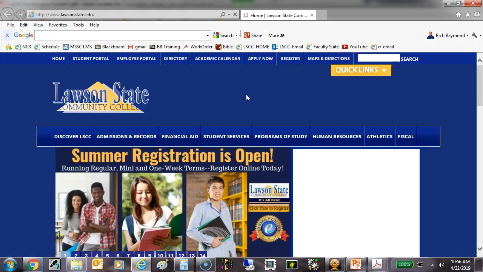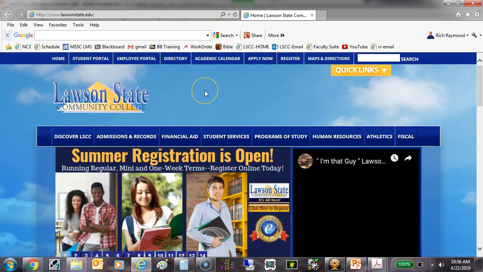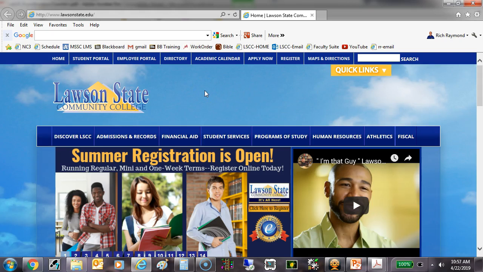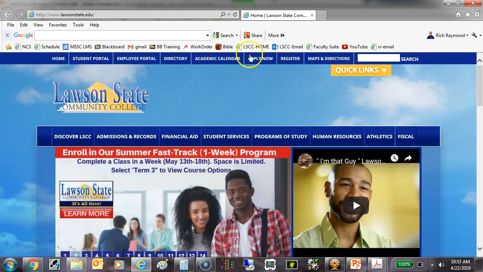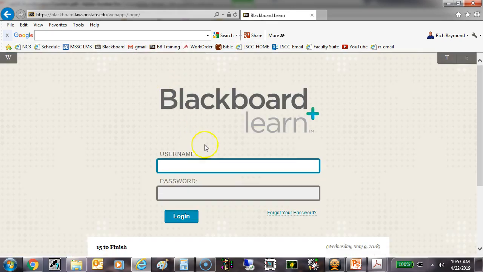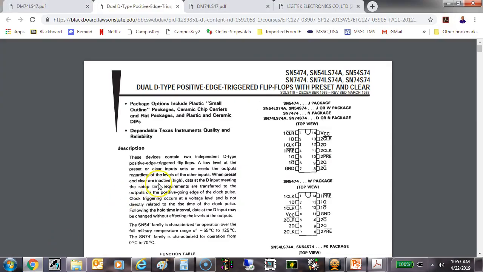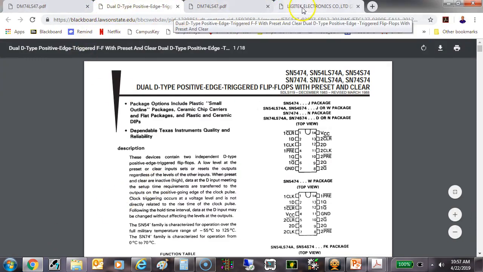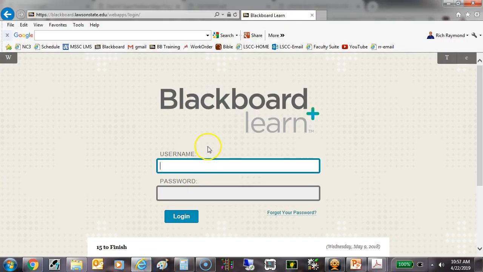The 74192 is a BCD counter. The 74193 is a binary counter. I've closed Blackboard out there.